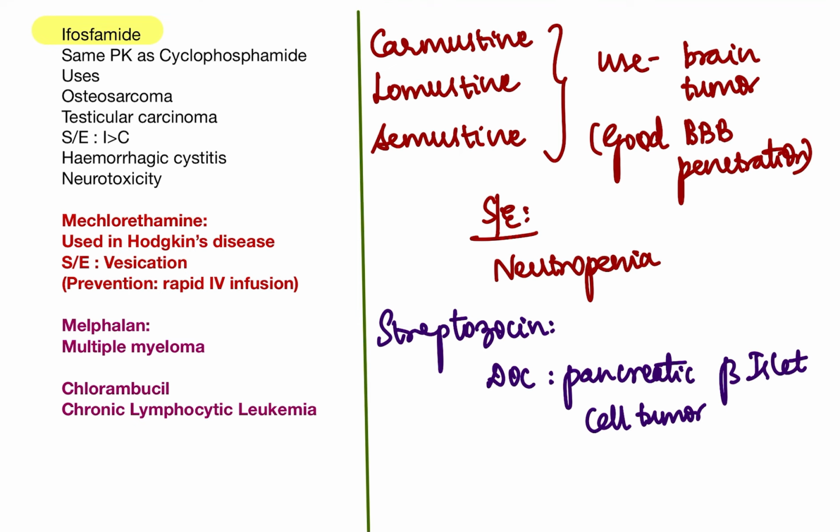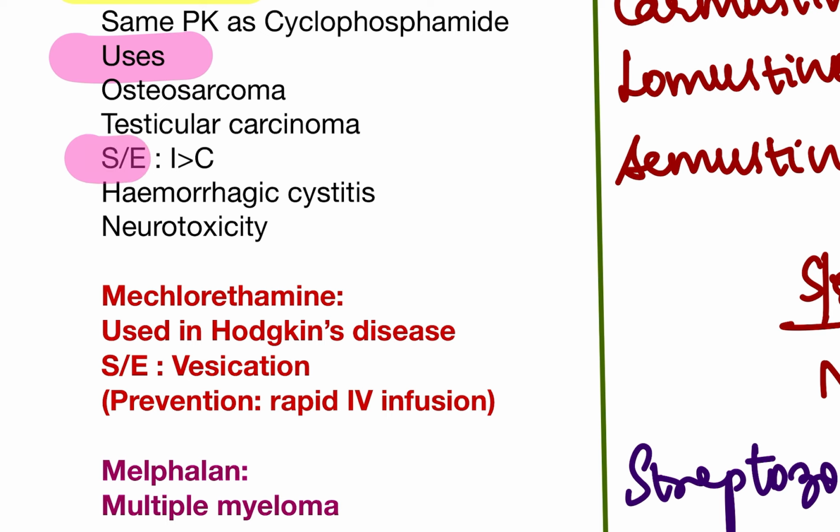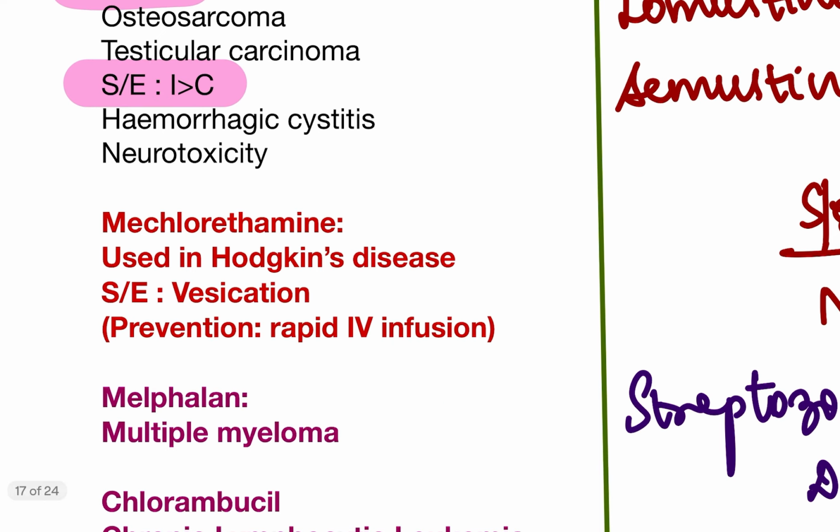What are the various uses of ifosfamide? It is used in osteosarcoma and testicular carcinoma, and side effects are more with ifosfamide when compared to cyclophosphamide. It causes hemorrhagic cystitis and neurotoxicity.